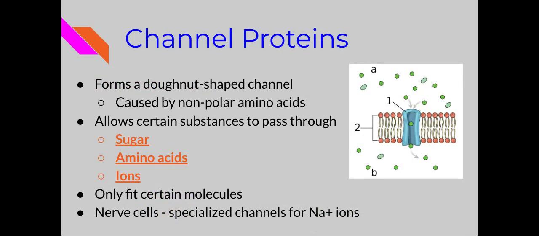Channel proteins form a donut-shaped channel. This is caused by the nonpolar amino acids found in the channel protein. Channel proteins allow certain substances to pass through them, such as sugar, amino acids, or ions. Just a reminder, ions are either negatively or positively charged elements. Channel proteins only fit certain types of molecules, though, so they only allow certain things to go through. Nerve cells have channel proteins that are specialized for sodium ions.